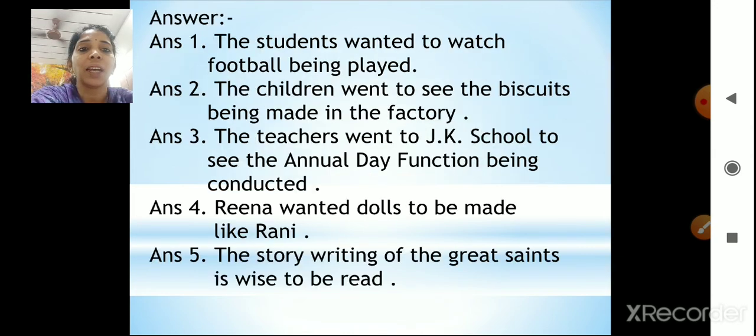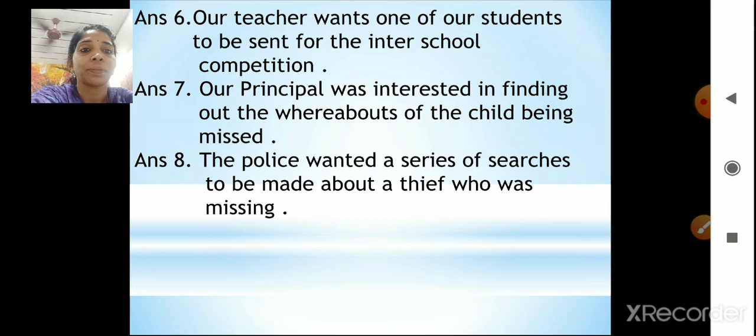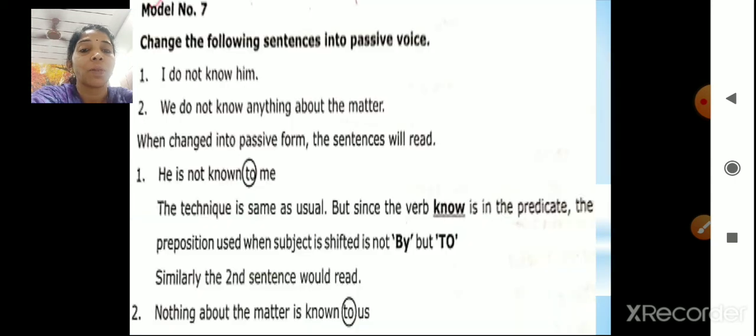Okay, let's see the answers now. I hope you are writing these answers in your grammar book. Now, let's move towards the next model.